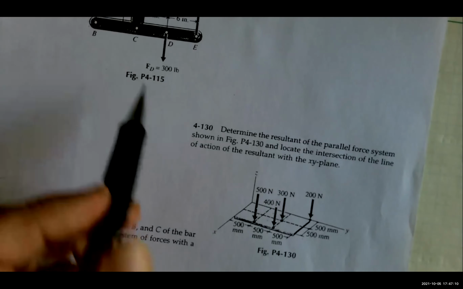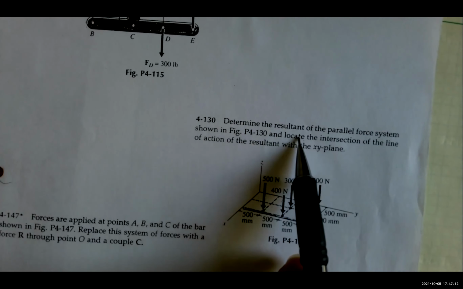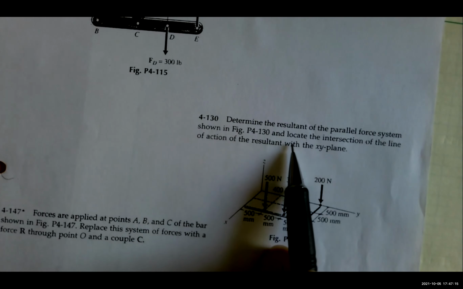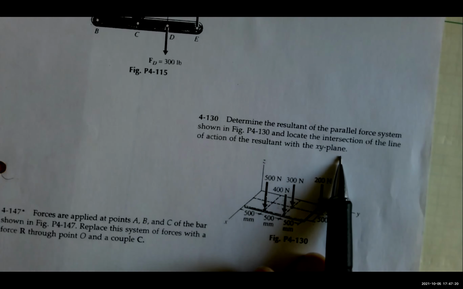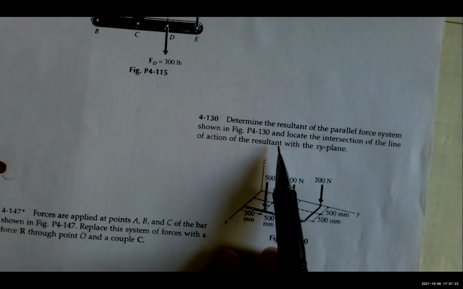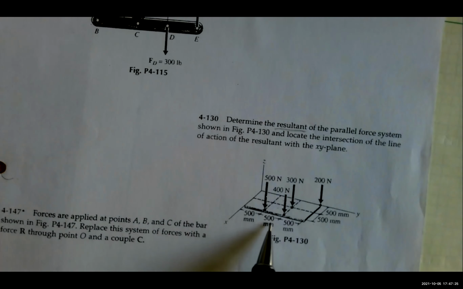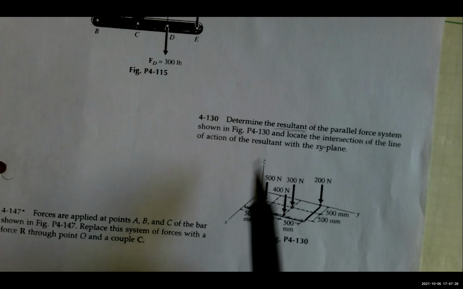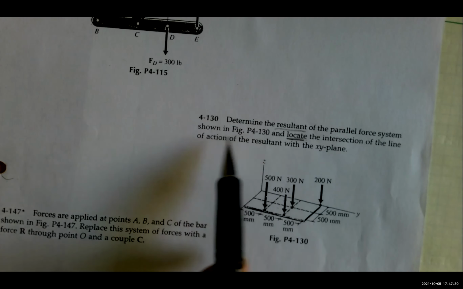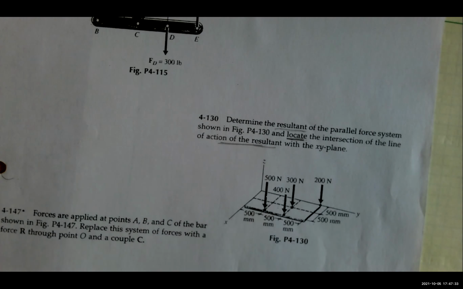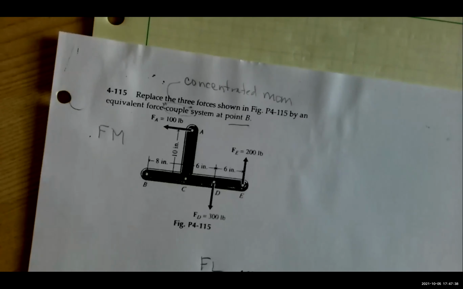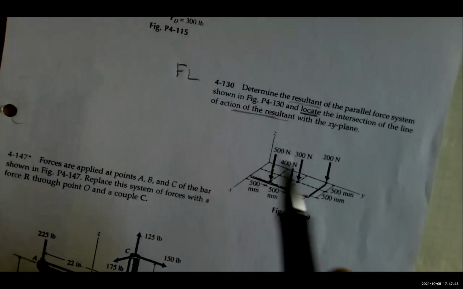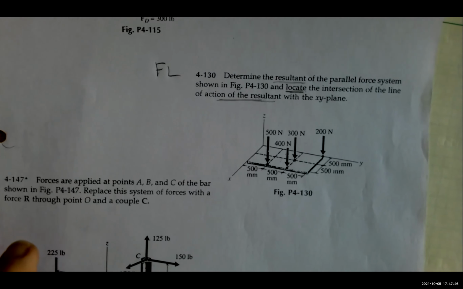Next problem. That was a 2D problem. Now it's a 3D problem. Determine the resultant of the parallel force system shown below and locate the intersection of the line of action of the resultant with the XY plane. So they want you to find the resultant, which means resultant force and resultant moment. And they're asking you to locate the resultant force and put it on here. This is a force location problem. This problem, you're not going to have a problem with because we just did one and you've seen a bunch. 3D problems are harder, just like normal.